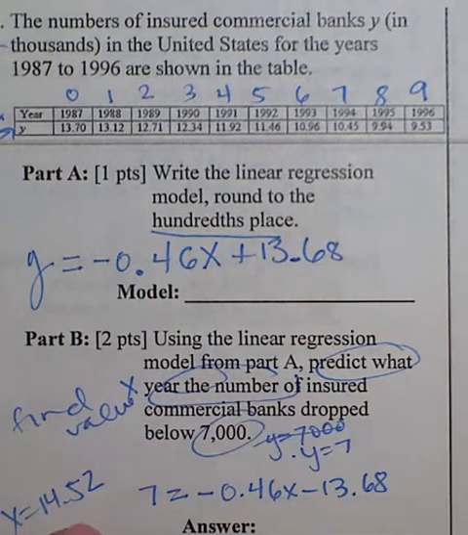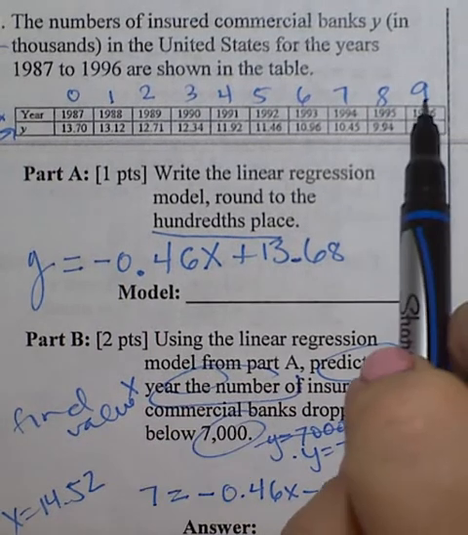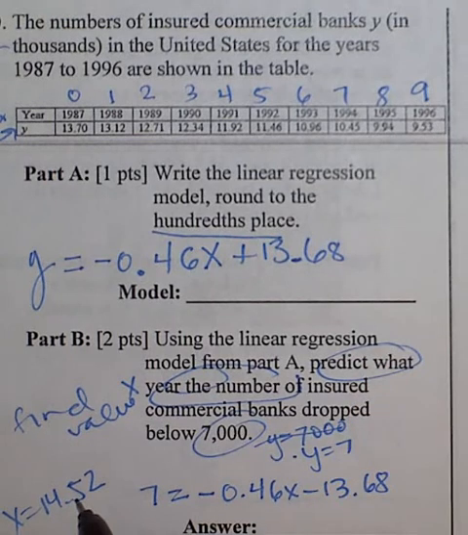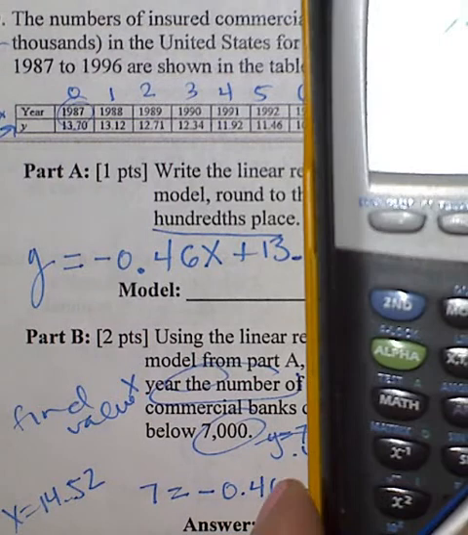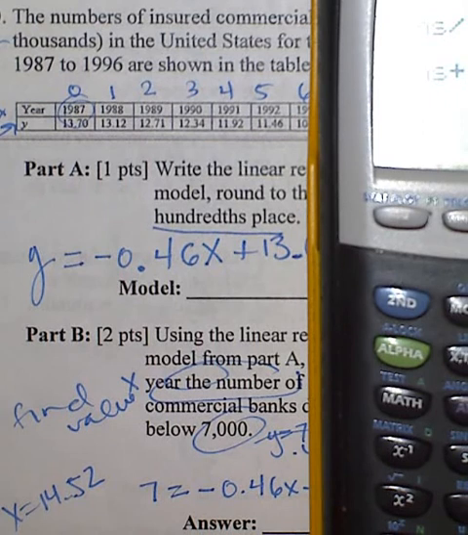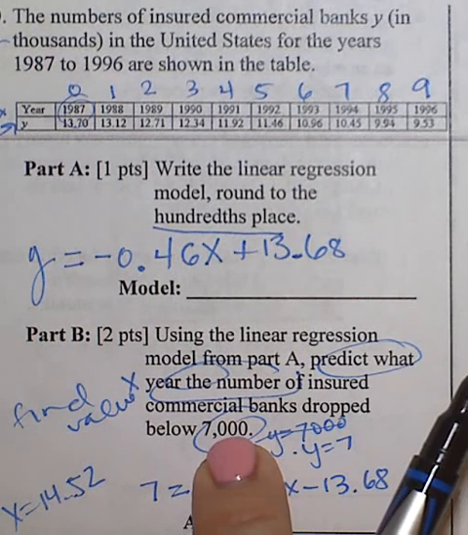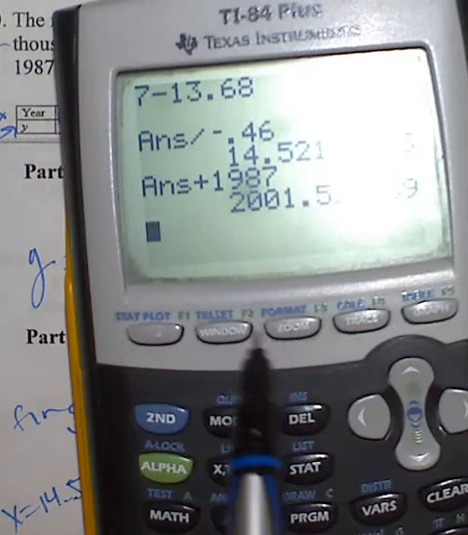And we want to know, predict which year. So if year 9 is 1996, remember you're going to take the number of years and add it onto the original, which is 1987. So during the year 2001, we can predict there'd be about 7,000 insured banks. And it would drop below that mark during the year 2001.